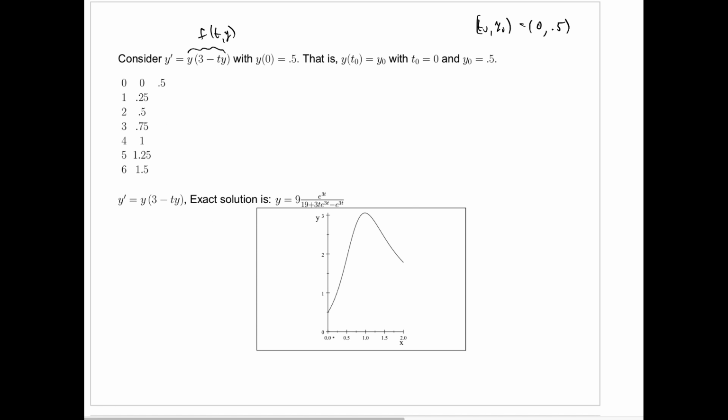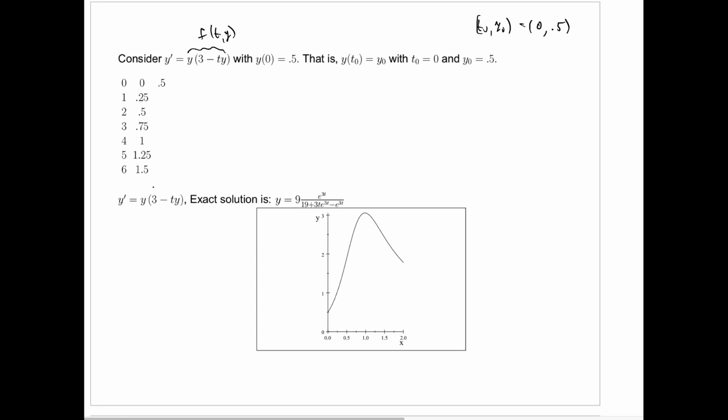I show you here exactly what the exact solution is. Found this with a computer. This is one that's not going to be too easy to solve, but it is something that is in principle solvable. And here's the solution. You can check that if you want. It's a lot of fun. And if you graph that, you see here, we're starting at the point 0.5. And as we go all the way to 2, we get a curve that looks like this.